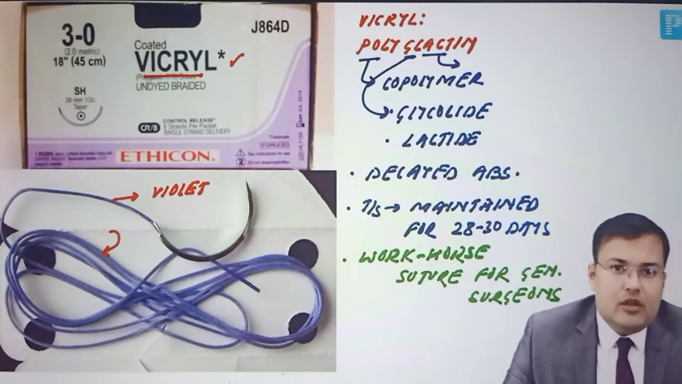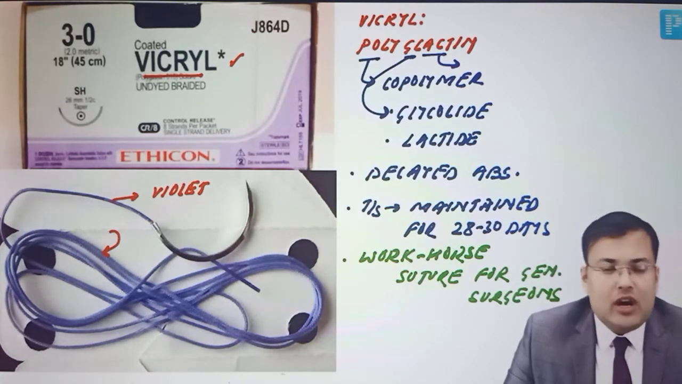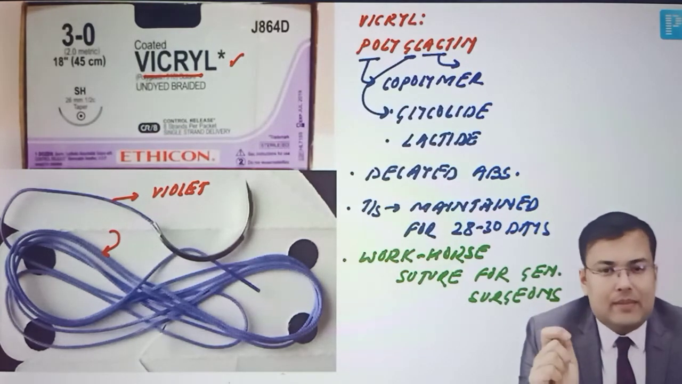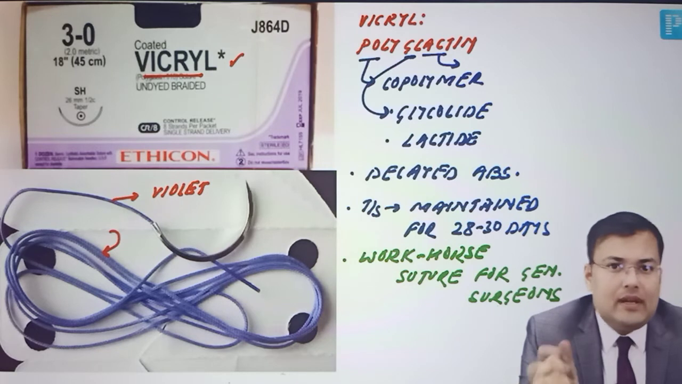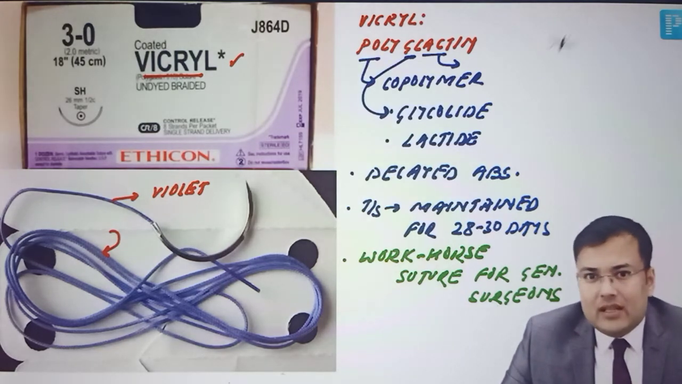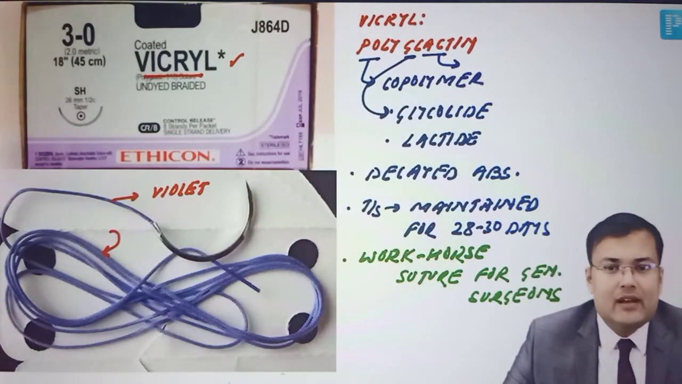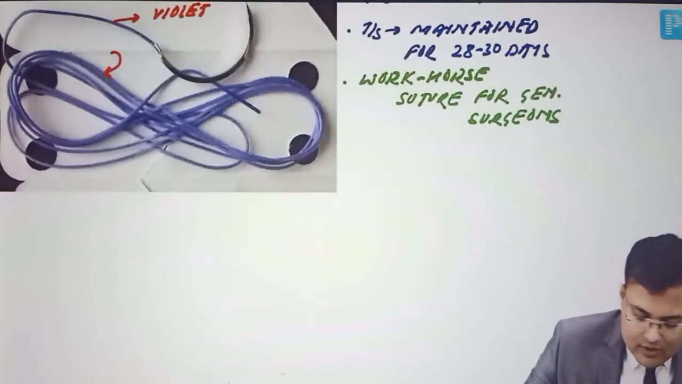Obviously we cannot use non-absorbable sutures for organs like the CBD, ureter and bladder, because if you use a non-absorbable suture, it will act as a nidus and there will be stone formation. That's why in these organs we use absorbable suture. And what kind of absorbable suture? Delayed absorbable suture. And which one? Vicryl.